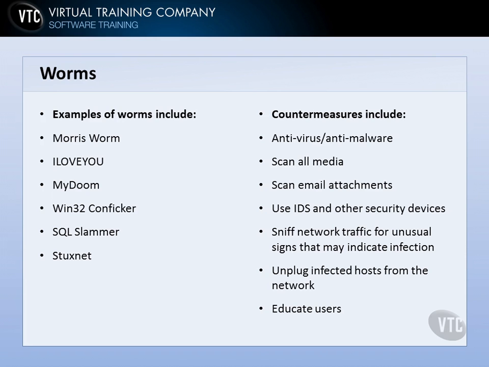Use intrusion detection systems and other security devices. One thing about worms is when they start to propagate, they can be noisy. So when you start seeing a lot of traffic, weird traffic, moving from system to system across the network, that might be an indication that you're under attack from a worm. So an IDS or even a sniffer might tell you that. So sniff through your network traffic and look for unusual signs that may indicate an infection.